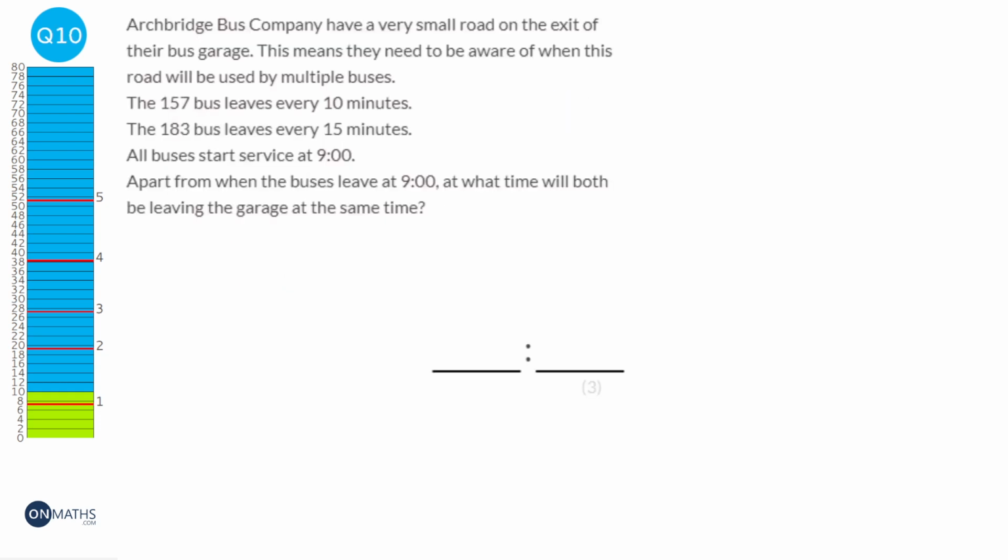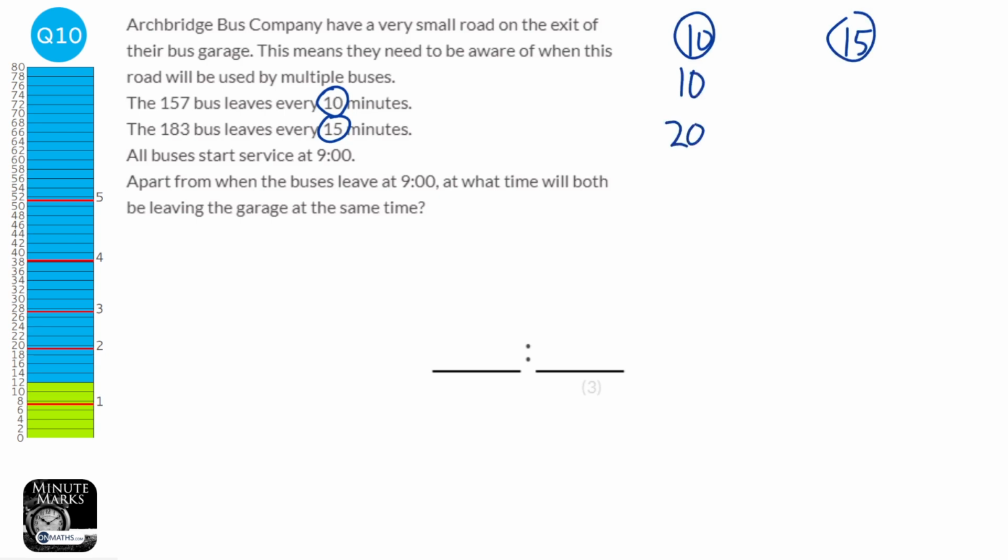820 pence. To answer this question, we basically need to find the lowest common multiple of the 10 minutes here and the 15 minutes here. So we're going to start off just by doing the 10 and 15 times table. So it'd be 10, 20, 30, and 15 times table with 15 and 30. So the lowest common multiple is 30.